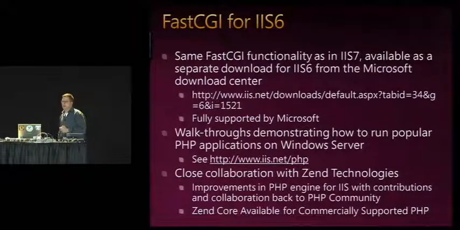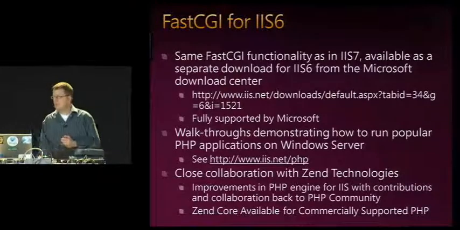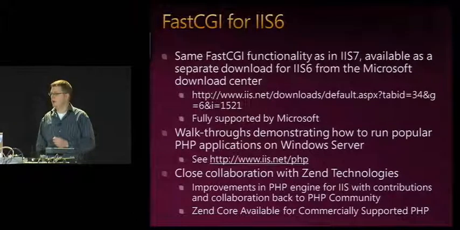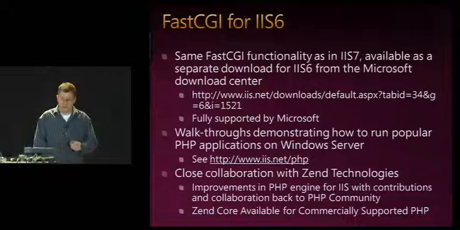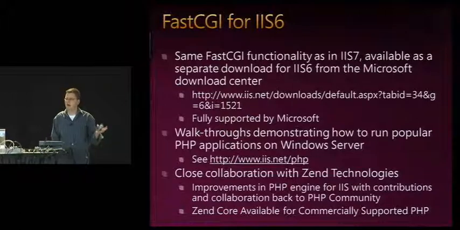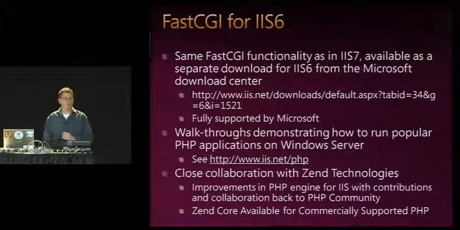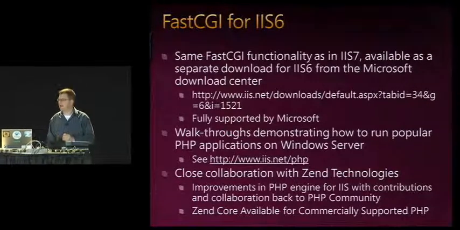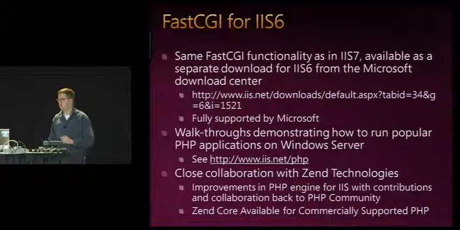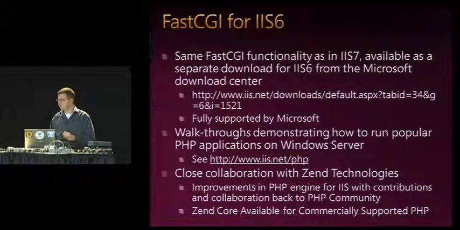FastCGI is not, however, an IIS 7 feature. It is available for IIS 6 as a download. It has the same functionality as IIS 7 and works in a very similar way. There are walkthroughs on iis.net. We're doing a lot of work to make sure that the popular PHP applications out there are working on Windows, and we've documented the configuration steps for probably a dozen of them. Those are out on www.iis.net. If you go to www.iis.net/php, you'll find the list of applications as well as other configuration documentation for PHP on Windows.